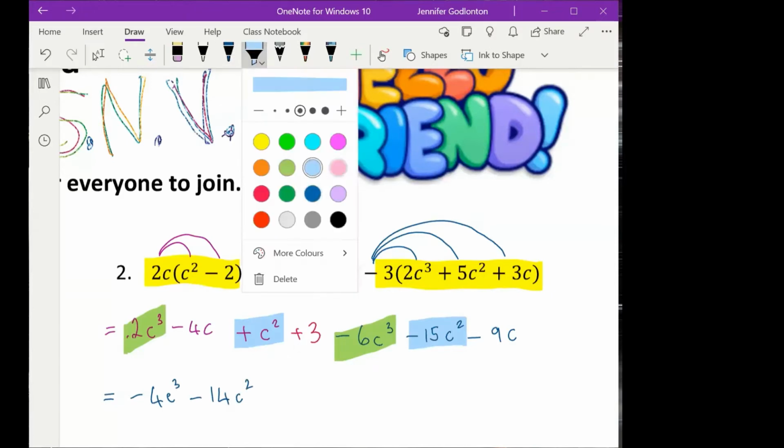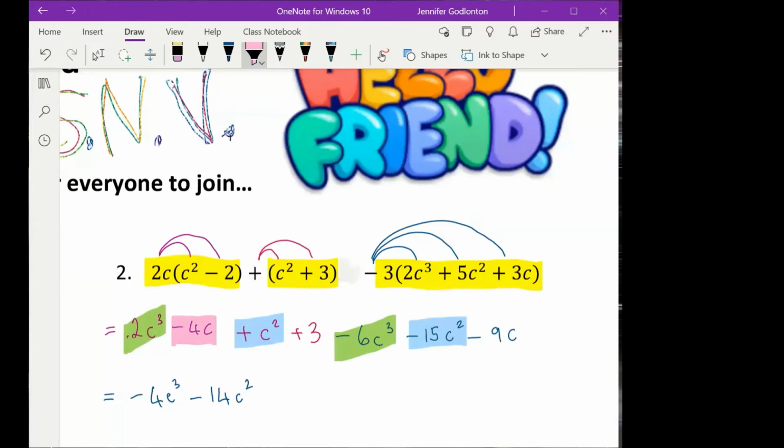Then I have -4c -9c, which gives me -13c. And then I've just got my +3. Okay, and that is our final answer. Who landed up getting to that final answer with everything the same as me? Ooh, lots of people. Nice. That's okay, Mlando. It's all right. Practice makes perfect. Cool.